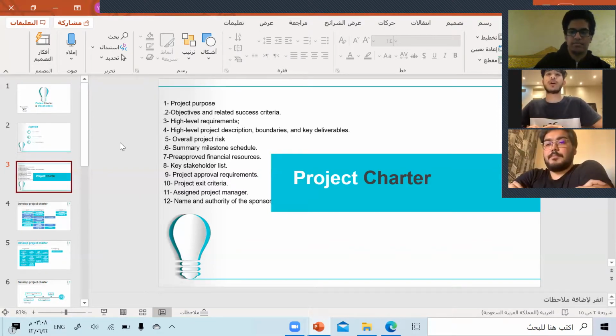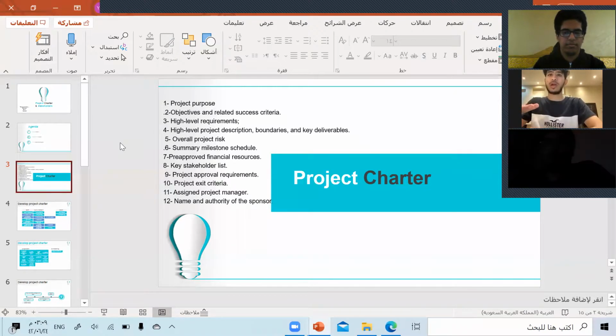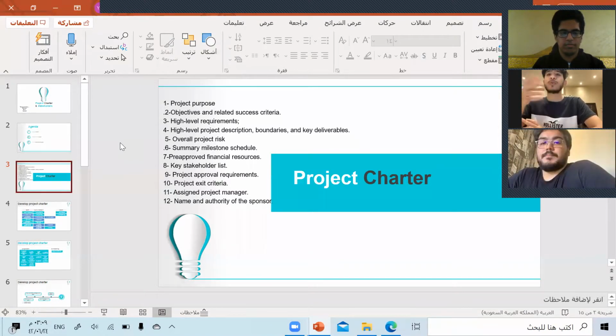Fifth, overall project risk. Sixth, summary schedule and prepared resources, key stakeholder list, and project approval requirements. You must have approval from your manager for this project, to do it or not, about the project charter. And project exit criteria, and the name of your sponsor or your supervisor for this project.